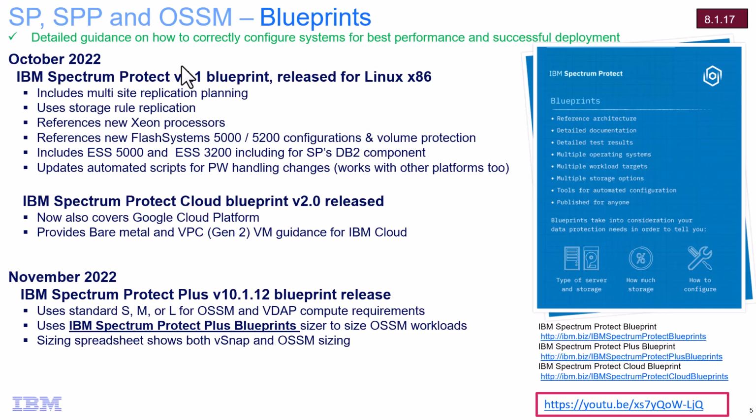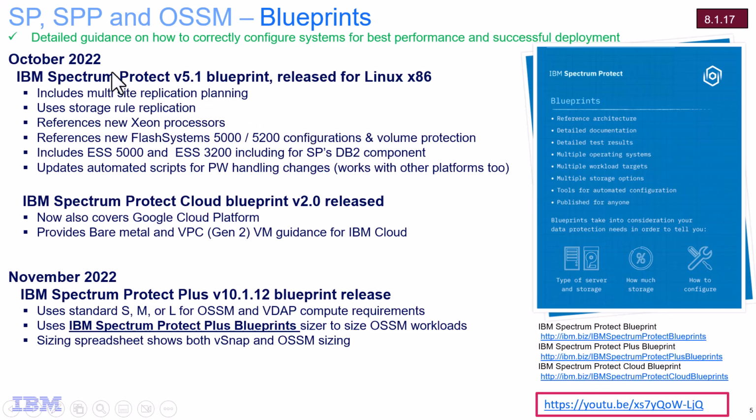In our Spectrum Protect, Spectrum Protect Plus, and now our OSSM blueprints, we are providing updated detailed guidance on how to correctly configure your systems for the best performance as well as successful deployment. And so we have three different categories of blueprints out there. We have our IBM Spectrum Protect blueprints, our IBM Spectrum Protect Plus blueprints, and our IBM Spectrum Protect Cloud blueprints.